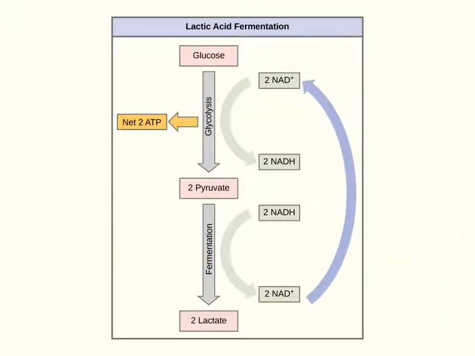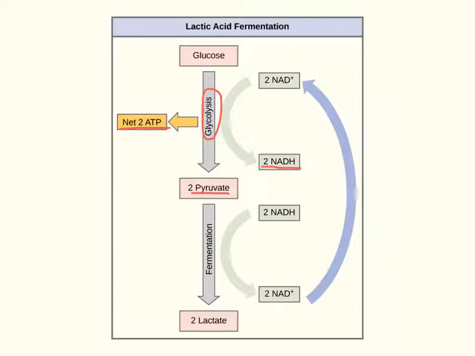When we are exercising heavily and our lungs can't keep up with the demand for oxygen from our muscle cells, they will switch to lactic acid fermentation. Glucose will go through glycolysis as usual, producing the 2 pyruvate, the net 2 ATP, and 2 NADH.